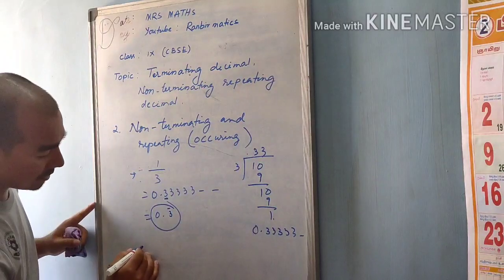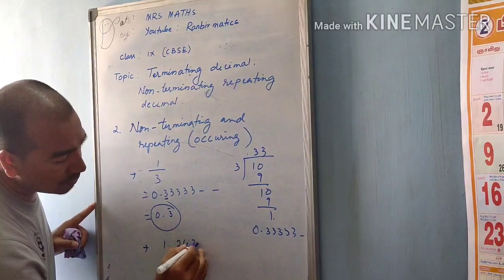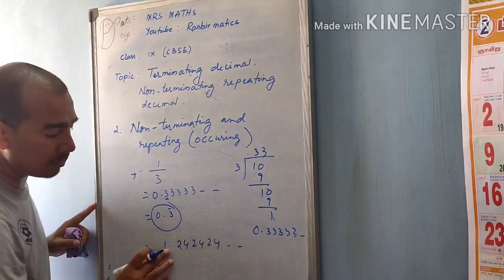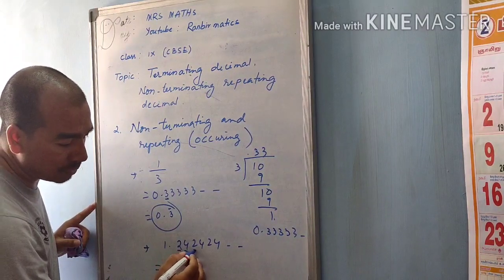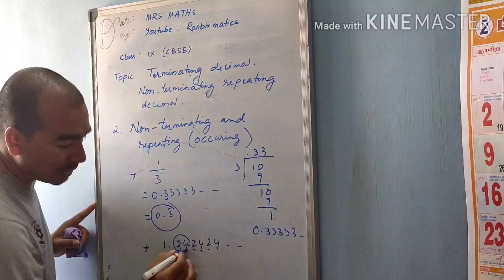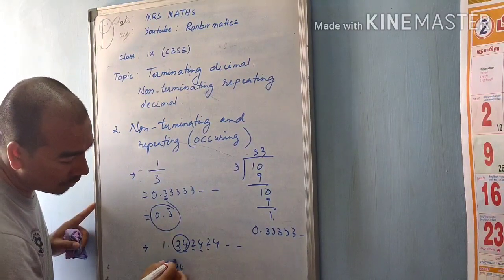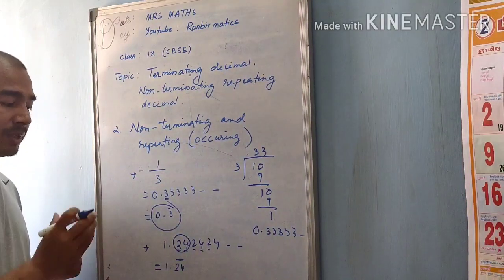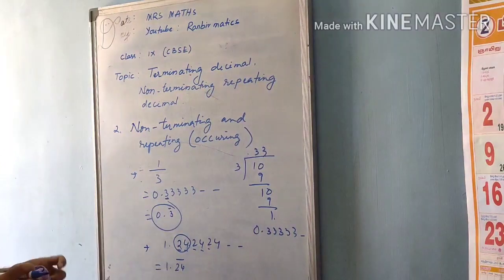Okay, sometimes it will be given like this, 1.242424. So how many digits are repeated here? After the point, 2 digits are repeated, 2 4 2 4 2 4 is repeated, so we can write it as 1.24 bar. We have to put the bar up to 4 because the repeated part is 2 digits. This type of decimal we call non-terminating repeating decimal.